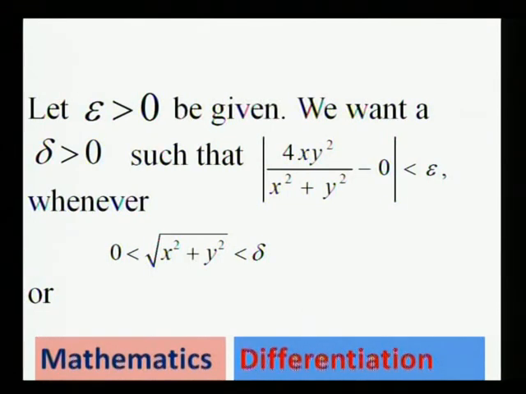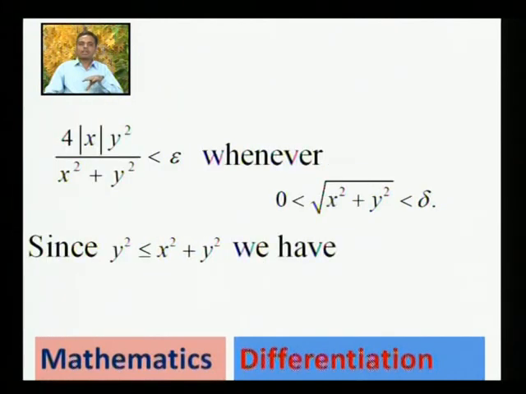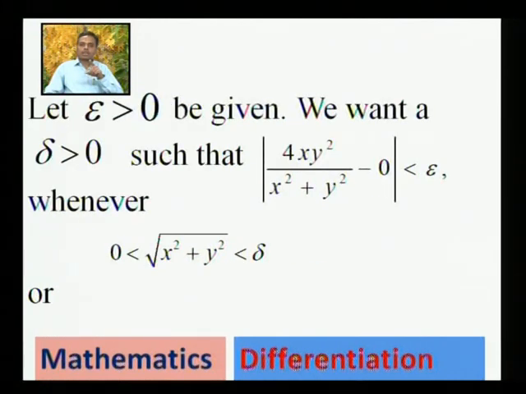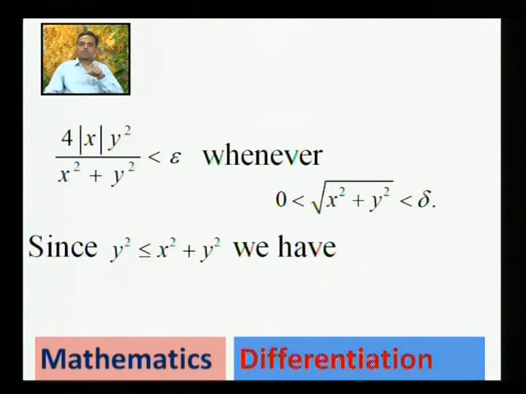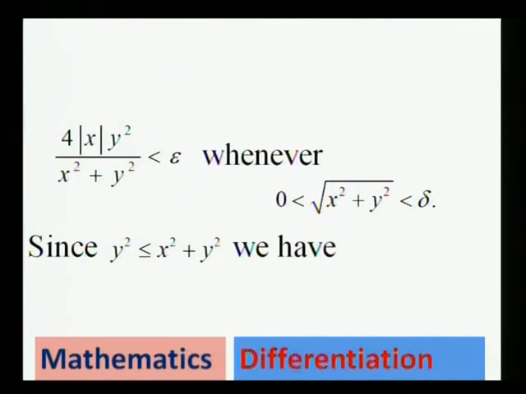you can see, the deleted neighborhood of the point (a, b). Here (a, b) is nothing but (0, 0). So that is 0 less than x square plus y square less than delta. Or the same thing can be written in this way. If you remove the modulus, then it is 4 mod x y square divided by x square plus y square less than epsilon whenever 0 less than square root of x square plus y square less than delta.